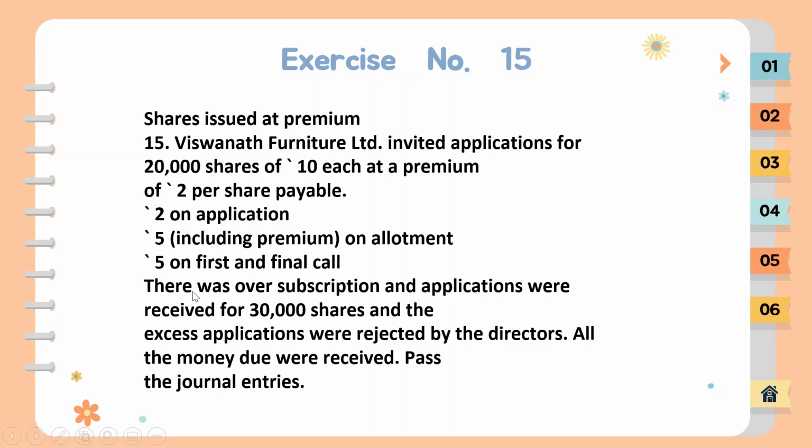Now you just see there is over subscription. Okay, how many shares? 10,000 shares extra. But we have received money for 30,000 shares. So first entry should be 30,000 shares only you have to show. And we have to read further what the excess application money they are doing. They are rejecting. So we have to give the rejection entry.